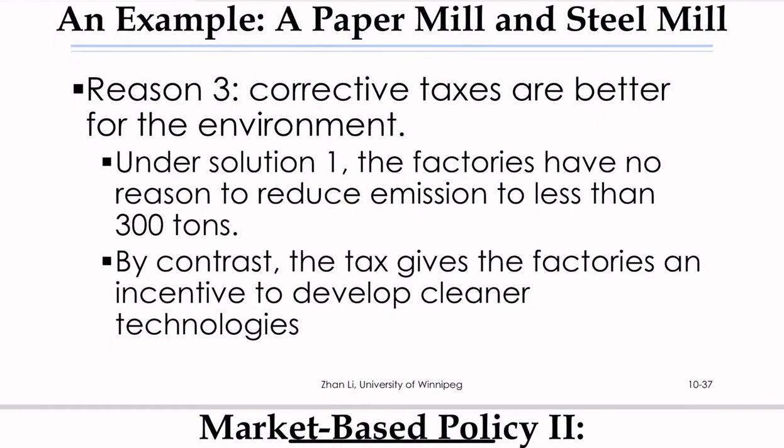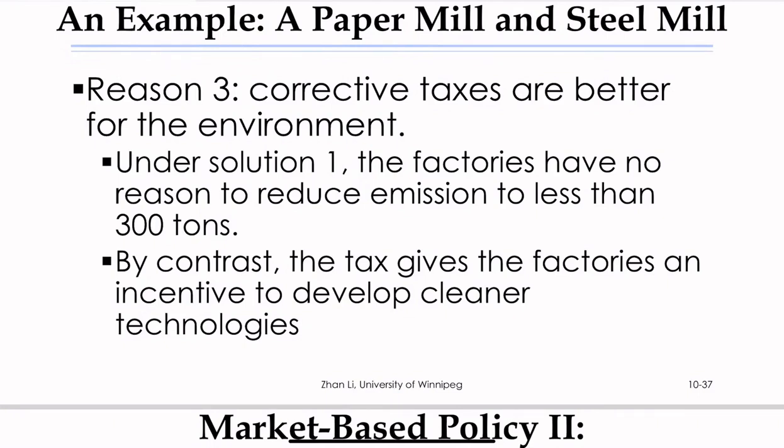What about the second approach? Well, the second approach imposes taxes. Now you can imagine that some better things can happen. So let's say we know the steel mill has this worse clean technology. So it has to pay this higher tax because it is optimal for this firm to generate a higher level of pollution.